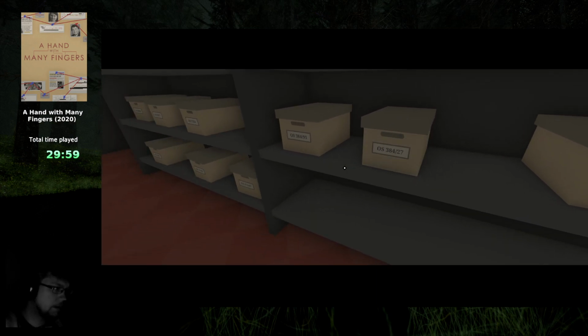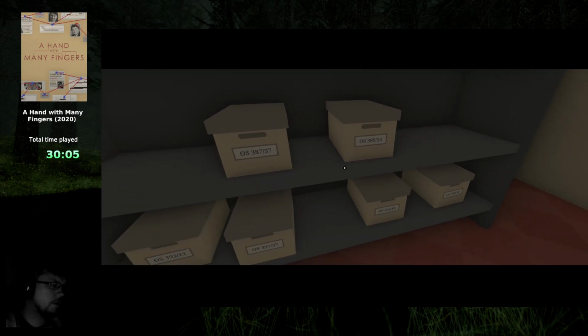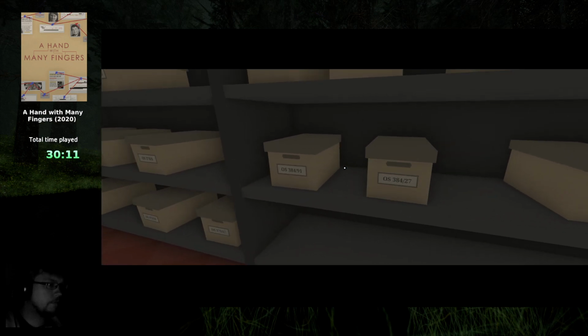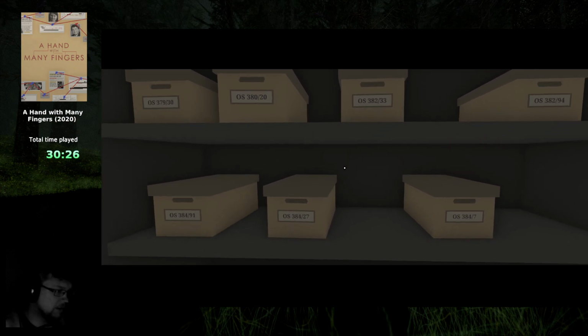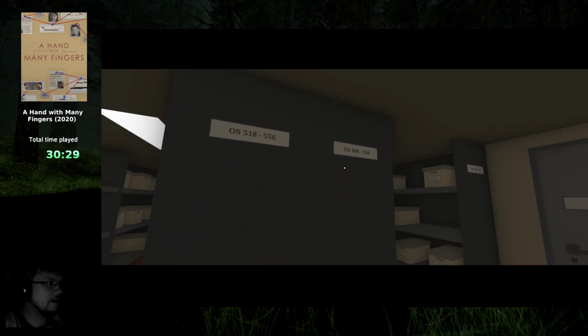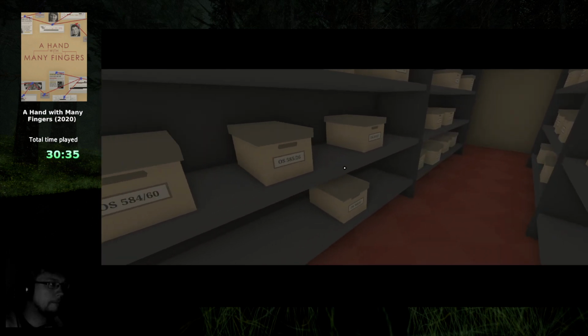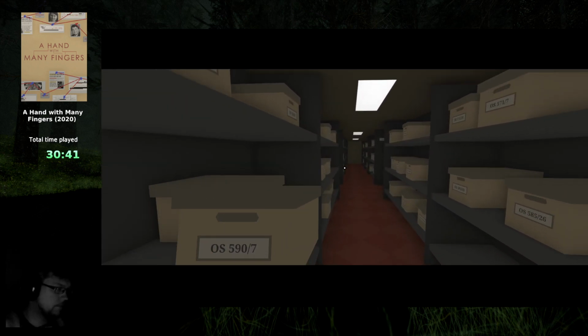Five. We appear to be missing a box. You know why we're missing a box? Because I had a look in it like 15 minutes ago. Whoops. I haven't had a look. 590. This one. Do we have a company?